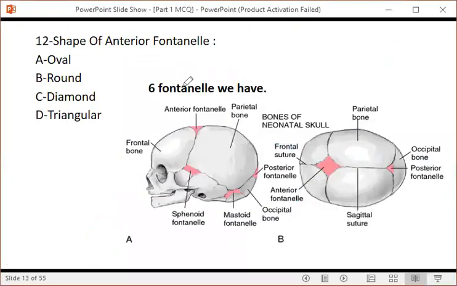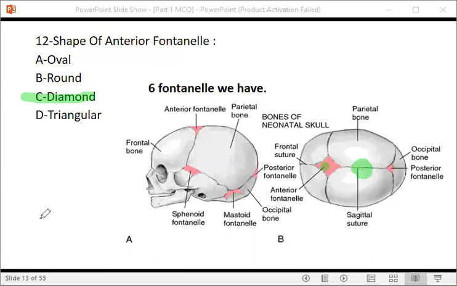Shape of the anterior fontanelle. Is it oval, round, diamond, or triangular? The answer is diamond, as we see here. طبعا زمان كانوا يقولوا oval, ما ادري ايش غيروهم الدياموند, ما يهمنا. Diamond, but the other one may be mentioned to you too. It is diamond and it is found mainly in Down syndrome.